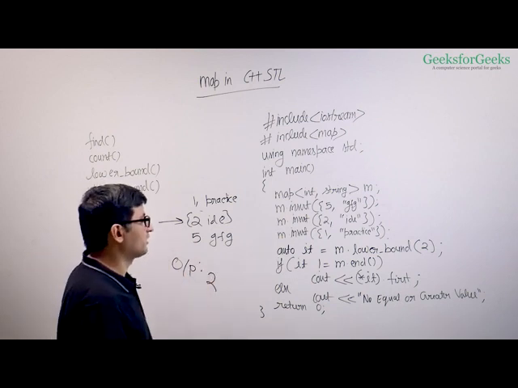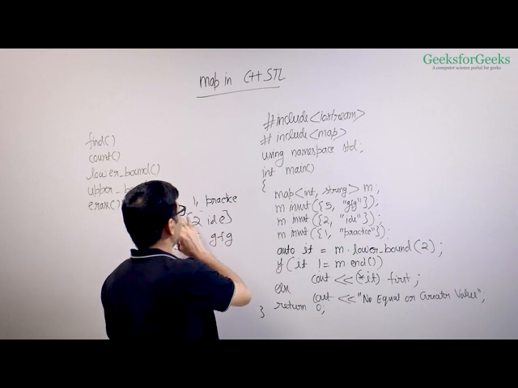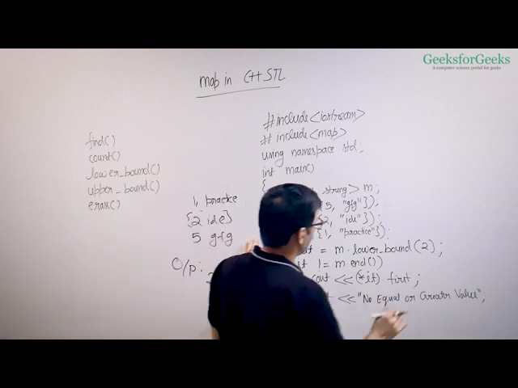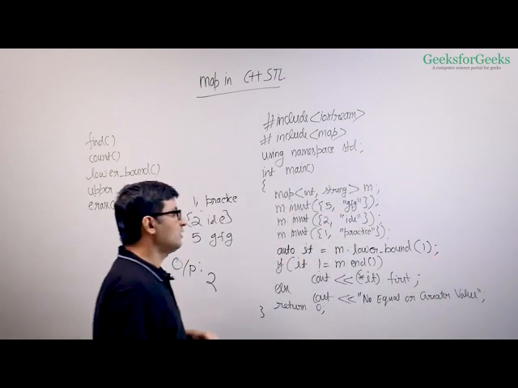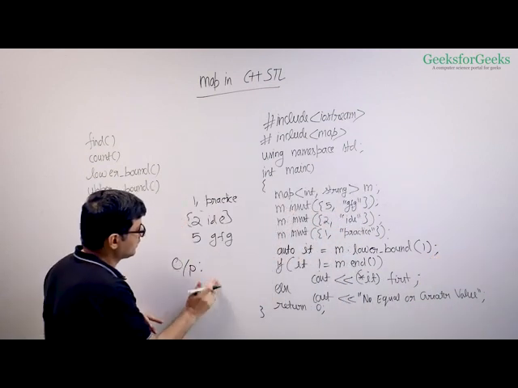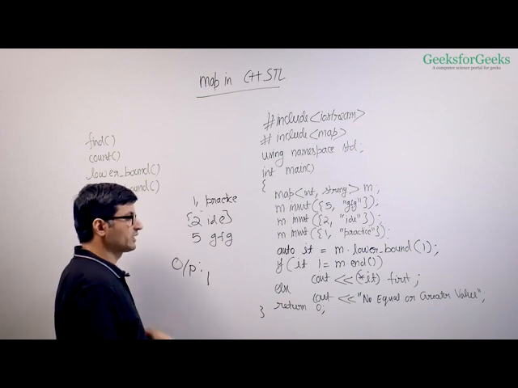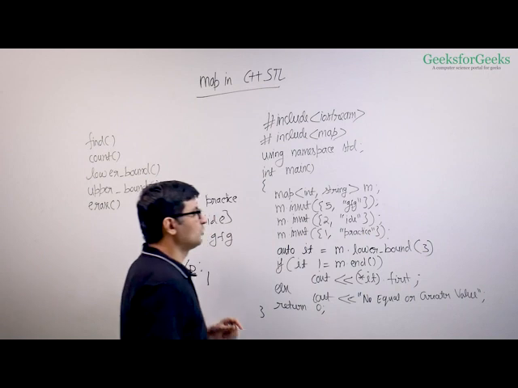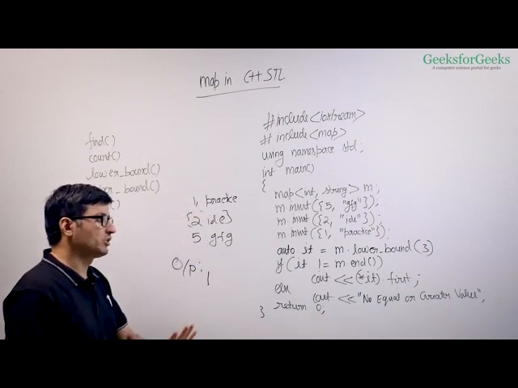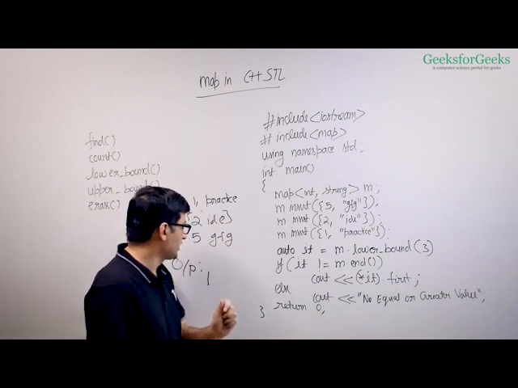Now let's change this program and let's say we change it to 1. What do we get now? We'll get 1 here. Now let's change it further. Let's change it to 3. What will we get now? We'll get the just greater value because 3 is not present in the map. So what do we get? We get 5.